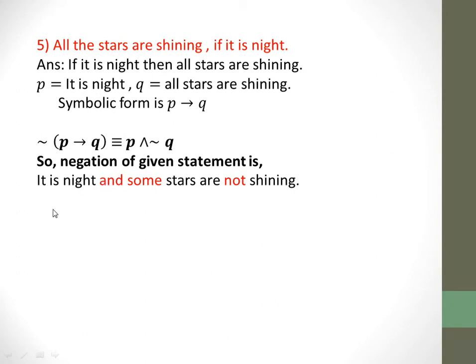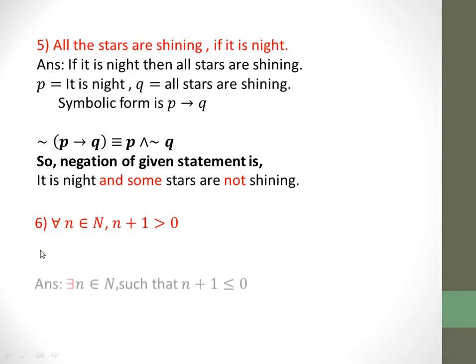Okay, now the next one. Now symbolically a mathematical statement is given to you: for all n belongs to N, where capital N means natural numbers, n plus 1 is greater than 0. Now we have to write the negation of this. This is a quantified statement; here the symbol for all is used, which means the universal quantifier.